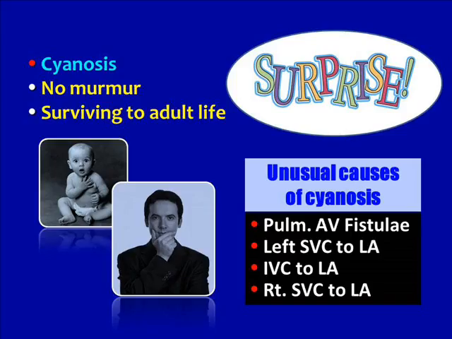So now you have cyanosis in a patient and there is no murmur and he is surviving to adult life. So you are surprised, really surprised, because it is often due to the unusual causes of cyanosis, as we already mentioned: pulmonary AV fistula, left SVC to LA, and also IVC draining to LA and the right SVC draining to LA.